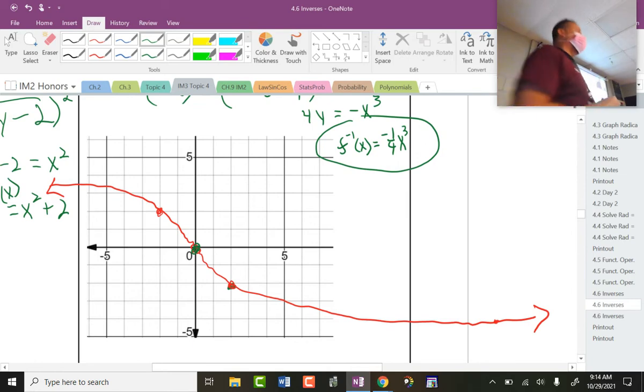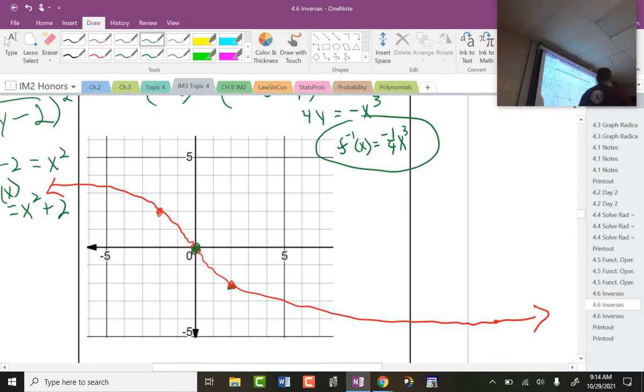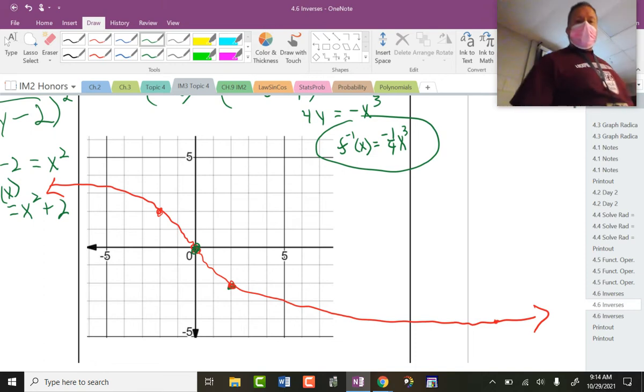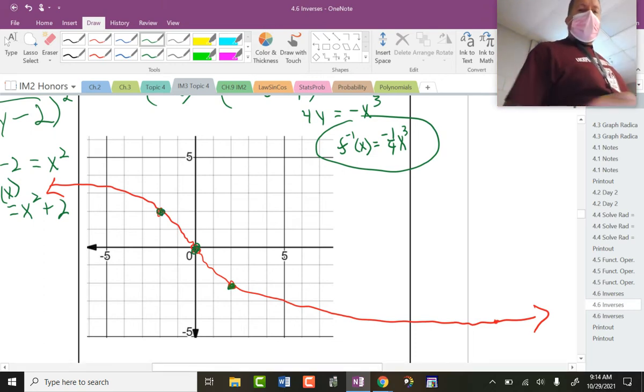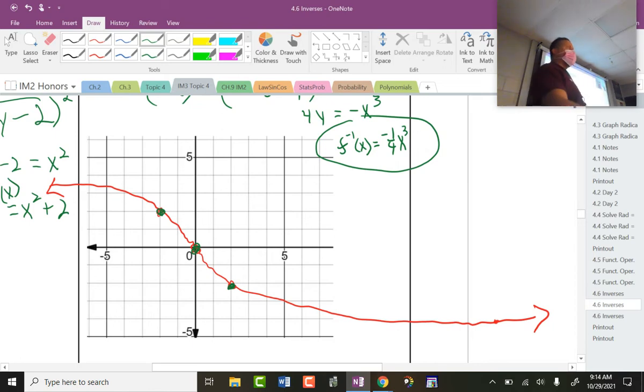Negative 2 cubed is negative 8. 1/4 of negative 8 is negative 2. Negative. That makes it positive 2. So I plugged in negative 2 and I got positive 2. What? Those are right on top of each other. Is this the exact same graph? Heck no.